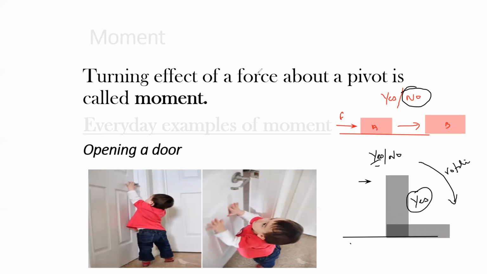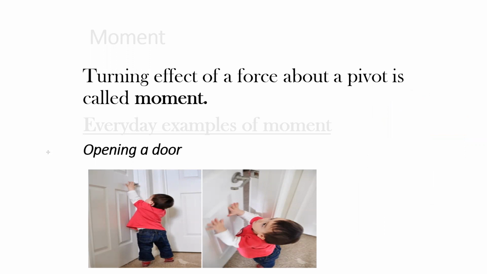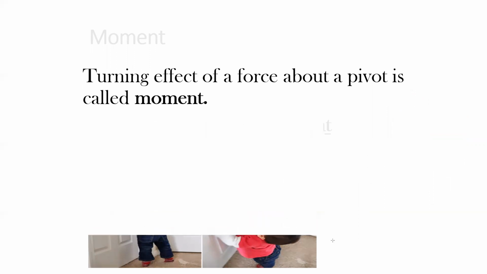So whenever an object rotates by the help of force, we say a moment is produced. But if the object does not rotate about a fixed position, we don't say a moment is produced. Is it clear? The example in which there is a moment, and when there is no turning effect or no moment. Then this moment can have a direction. How can the moment have a direction?